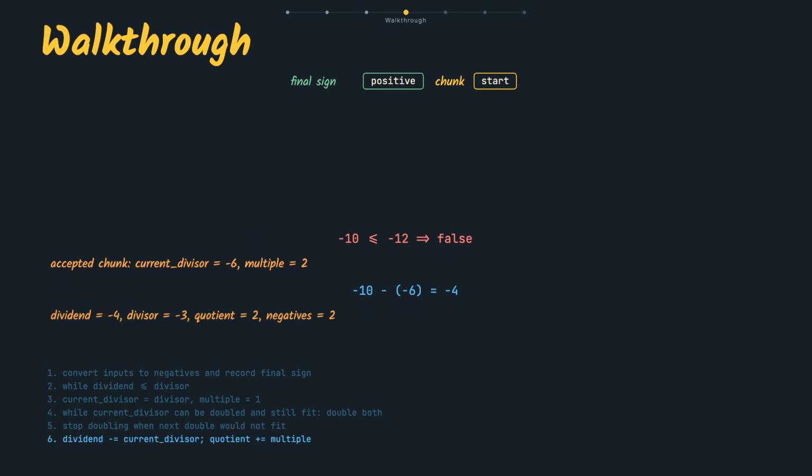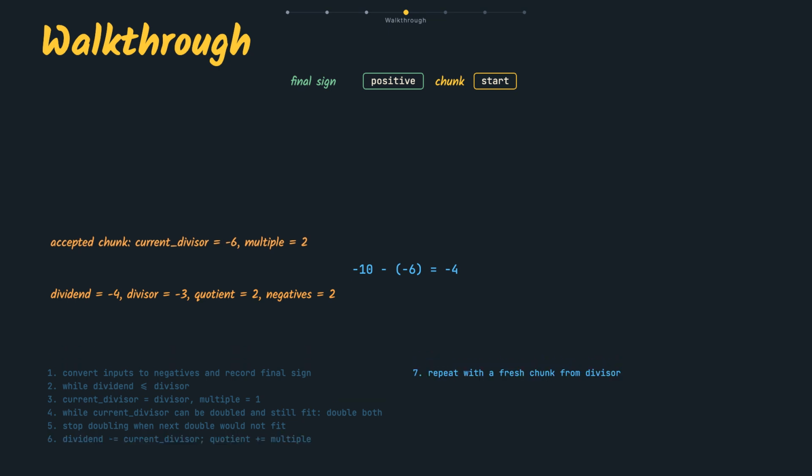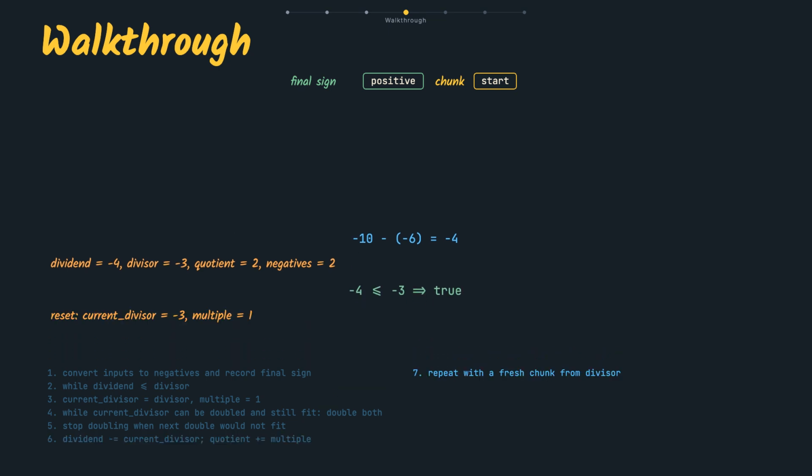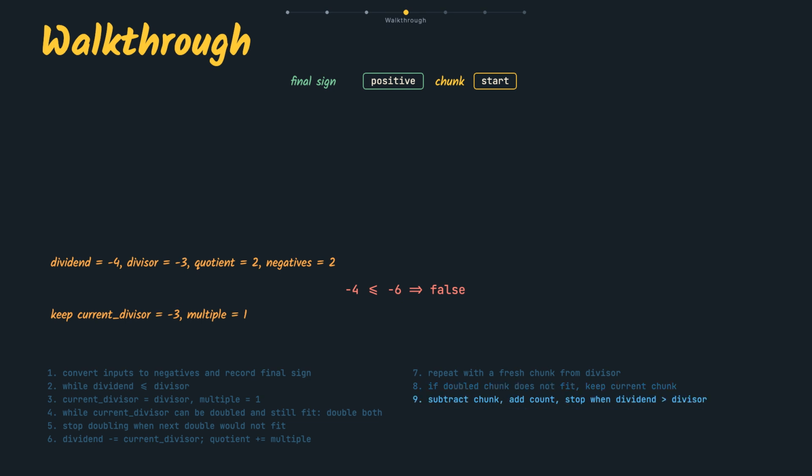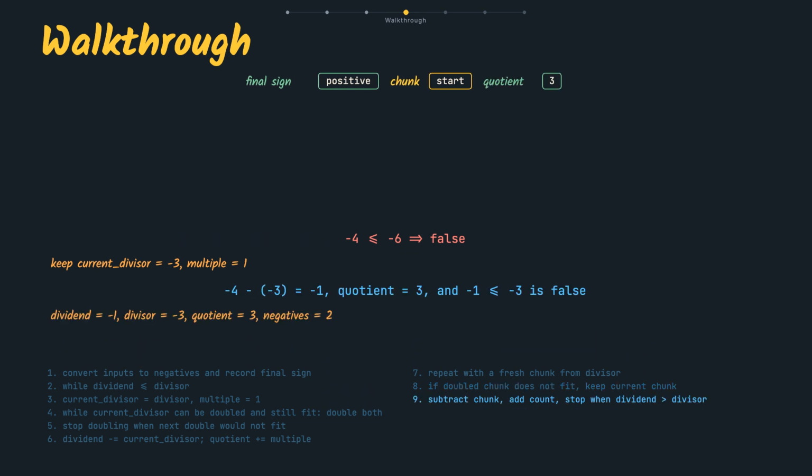Now subtract that whole chunk. -10 minus -6 leaves -4, and the quotient gains 2. Loop again. -4 still fits at least one -3, so start a fresh chunk from the original divisor. This time doubling fails right away, because -6 does not fit inside -4. So subtract one divisor. -4 becomes -1, and the quotient becomes 3.